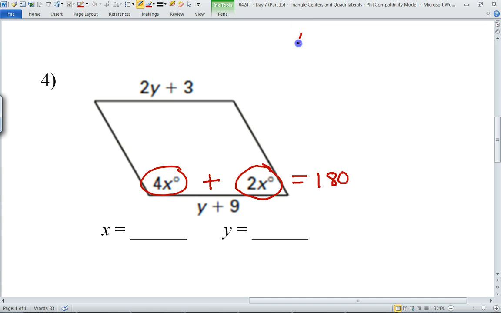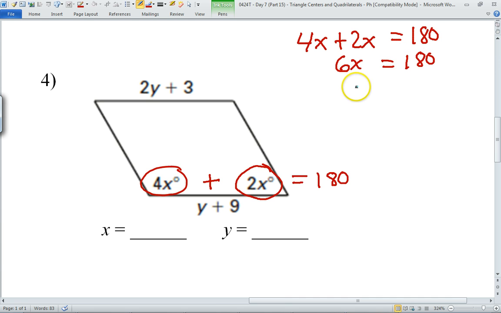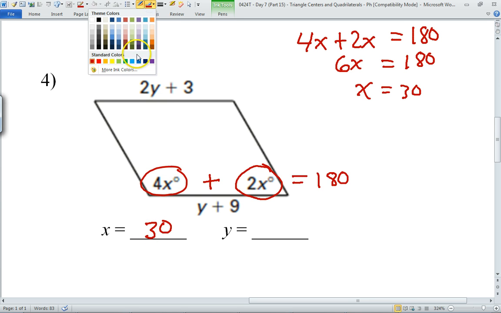In other words, 4x plus 2x should equal 180. That means 6x should equal 180. That means x should equal 30 because I divided by 6 on both sides. So x is 30. Now let's do the y.